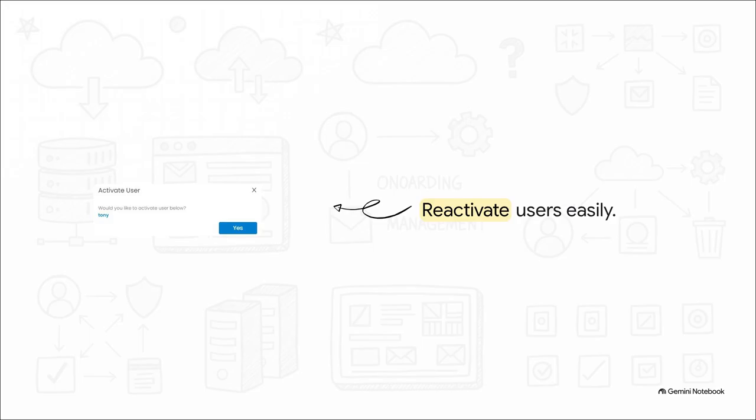Now, if you ever need to bring that disabled user back online, the process is just as smooth. As a global admin, you just navigate over to that restricted Disable tab, check the box next to their name, and click the circular arrows to reload or activate them. You get a clean confirmation pop-up asking, would you like to activate user below, along with their username? Just click Yes, and boom, they are right back in the Active tab.